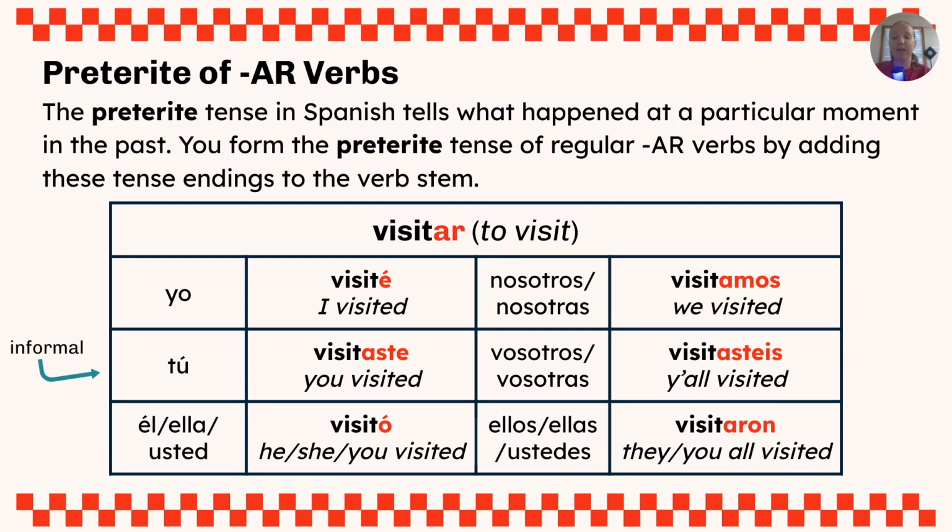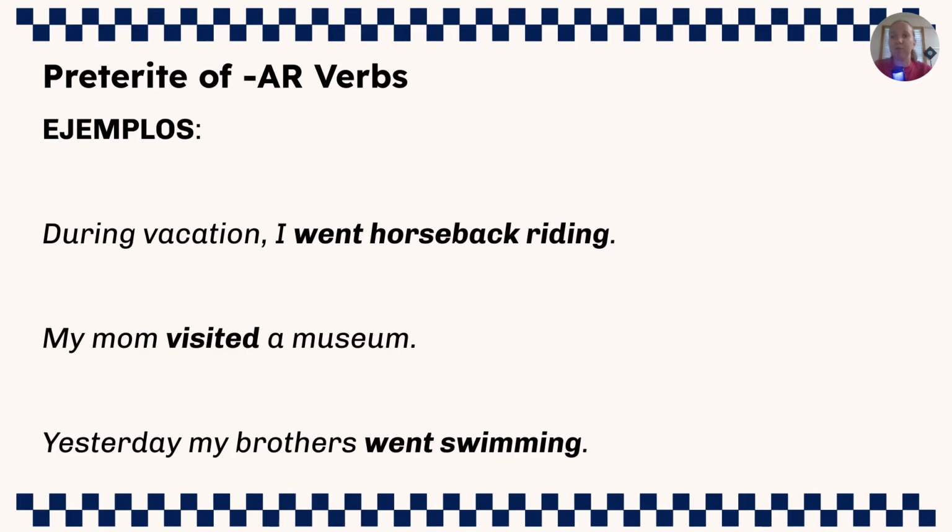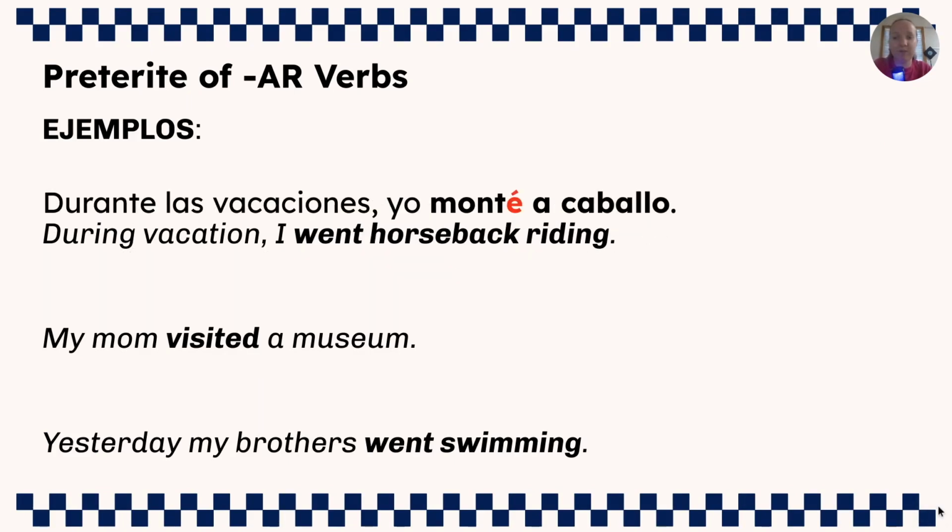Tú is our informal or familiar way to say you, while usted is the more formal way to say you. So our examples here, first one we have is during vacation I went horseback riding. Durante las vacaciones yo monté a caballo. So you see that E with an accent is our verb ending that goes with yo in the preterite tense. So we took off that AR and we add the E with an accent, and now we are in the preterite form.